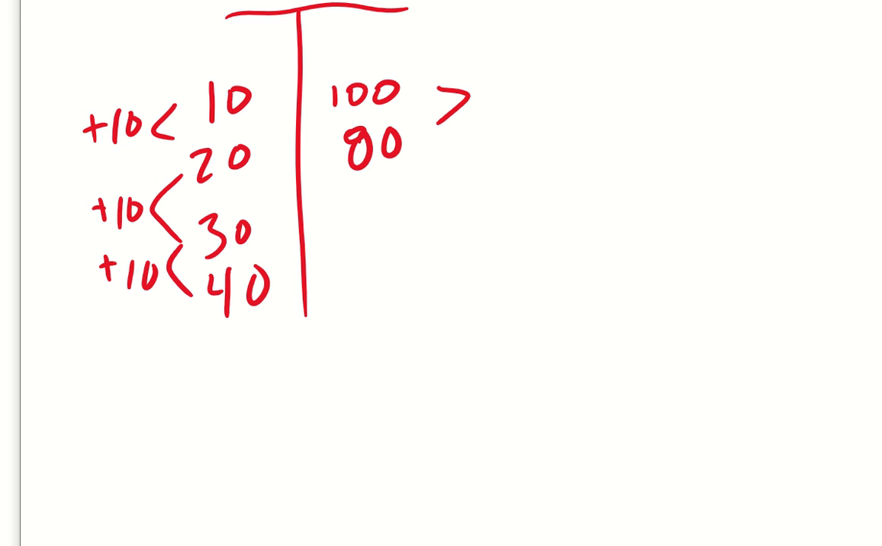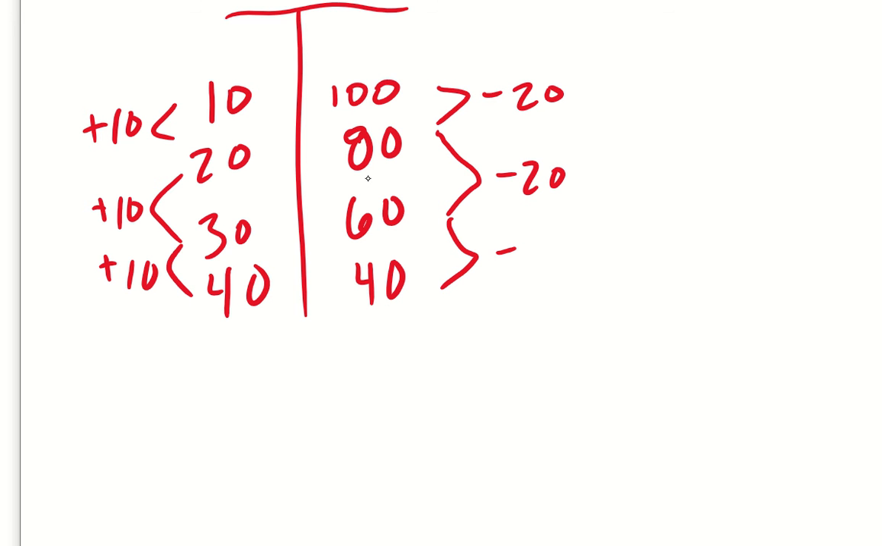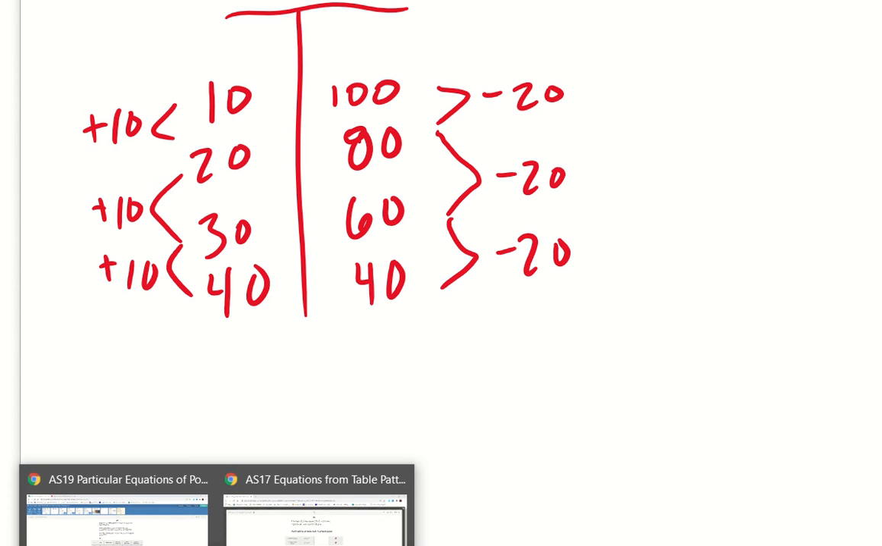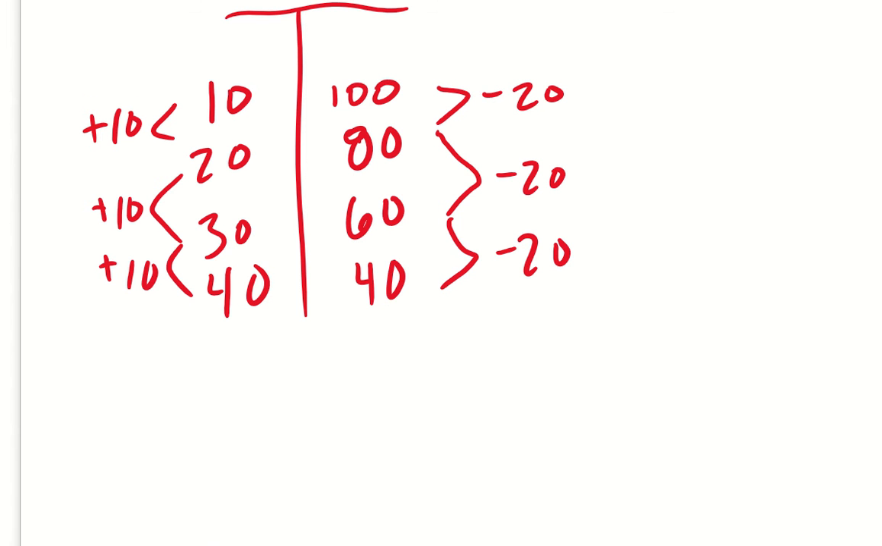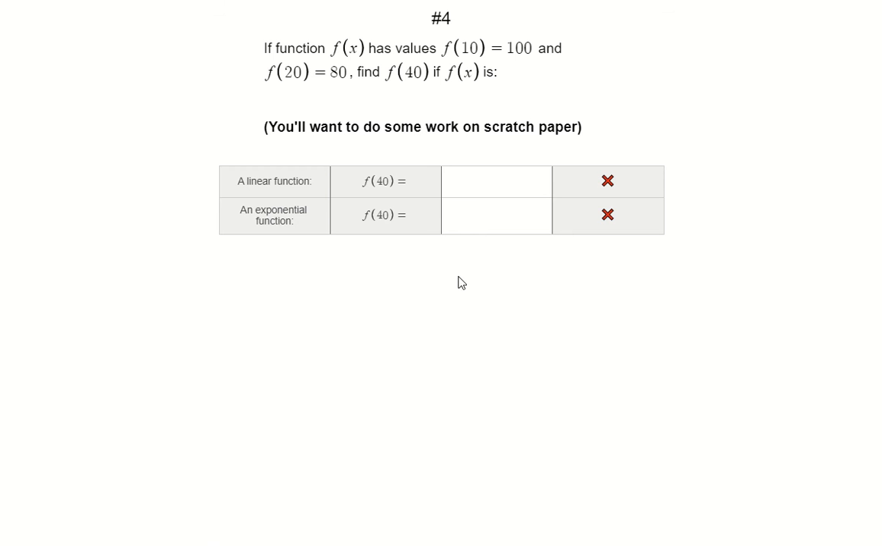If I'm doing linear, it's add, so I'm just going to add on this side too. This is negative 20. It's going to be 60. And this is going to be 40. Just subtracting 20, or adding negative 20 each time. Where's it, 40?